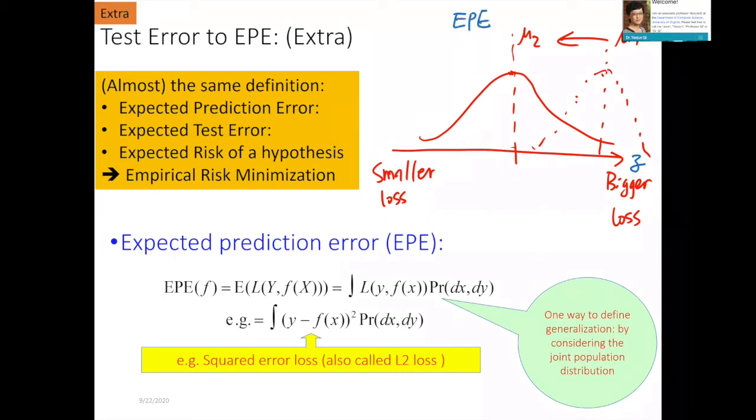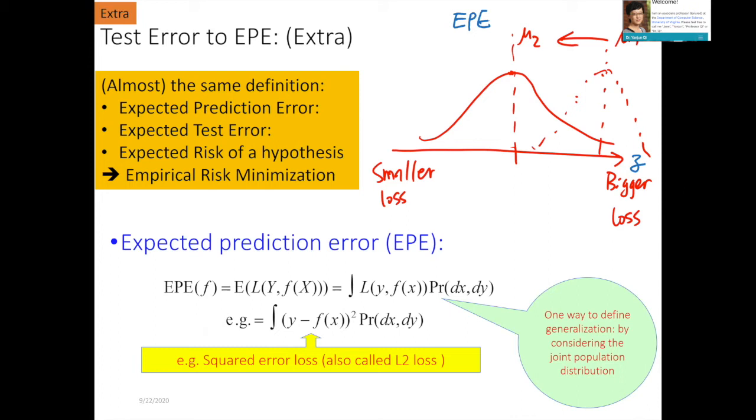I don't have everything, but I can push the mean. Hopefully, by pushing the mean, I'm pushing the whole population loss smaller together. So in fact, pushing the mean is a good measure. All right, so there are multiple concepts here. People also call this expected test error. And there's also a related concept called expected risk of a hypothesis class.